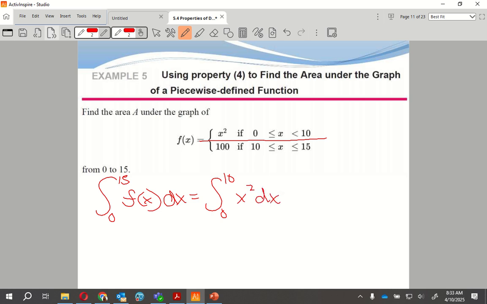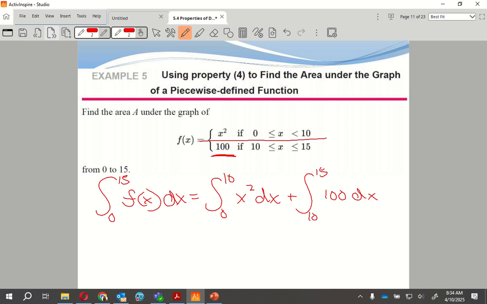And then I'm going to do the next one, right? So it would be plus the integration from 10 to 15 of 100, right? That's my function. 100 dx. Now hopefully writing it out like this, you can visualize it, and let's go ahead and do the integration now.